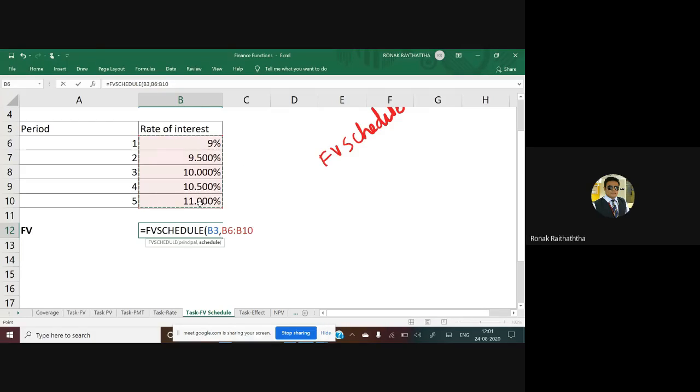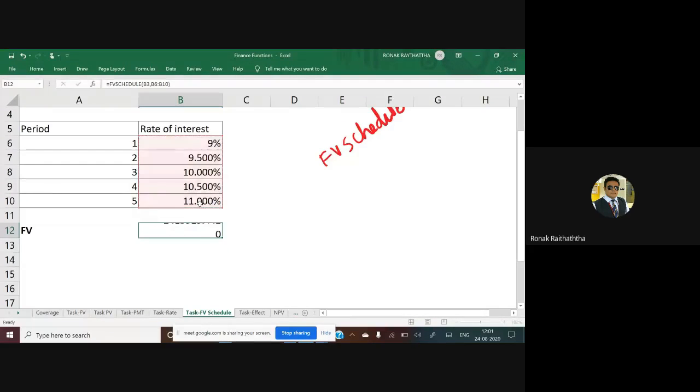Everyone, check this formula again. Go through the syntax again. Try to note down the use of it. Where FV schedule shall be used instead of FV, you should be clear about that too. So there can be a question in the examination where you will use FV schedule instead of FV. You should be aware about the answer.